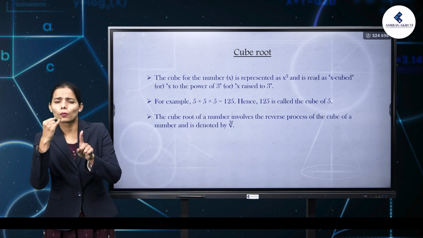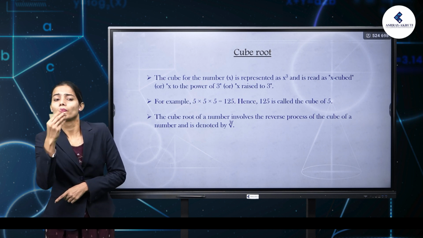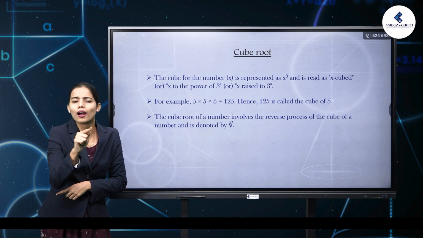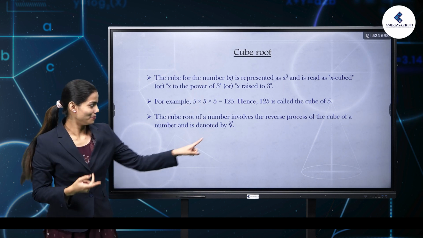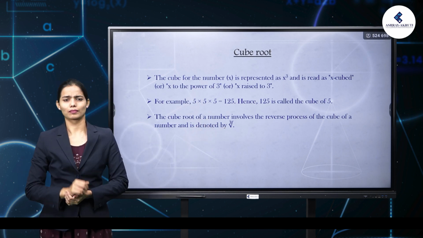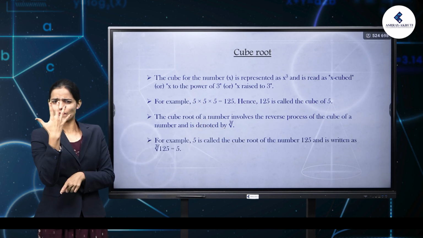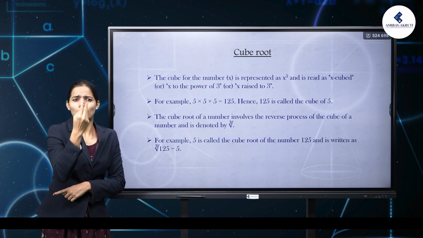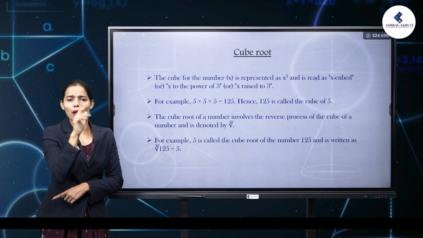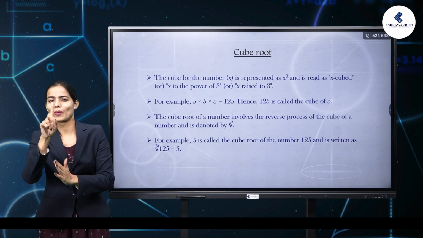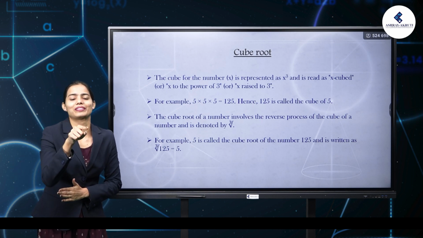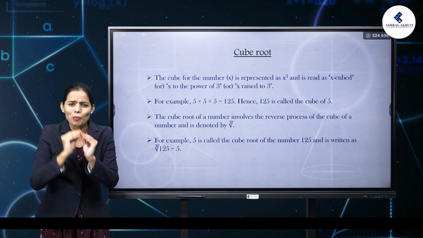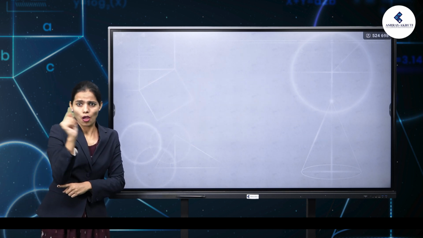While on the other hand, finding the cube root of a number involves the reverse process of the cube of a number and is denoted by cube root. Considering the same example, 5 is called the cube root of the number 125 and is written as cube root 125 is equal to 5. On this page, we will learn more about the cubes and cube root of a number.